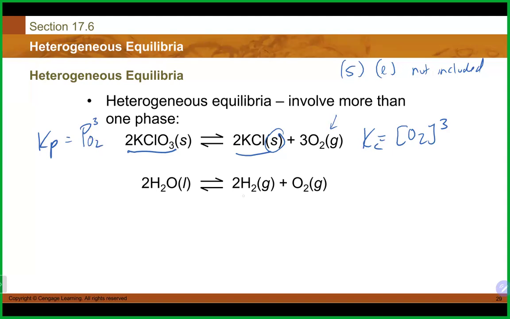Coming here to the bottom one, this is basically our decomposition of water. So we could write a Kc equal to our H2, again, we need to square it, and our O2 in this case, again, coefficient of 1, we do not need to write it. Another one that we could write is a Kp, and it would just be the partial pressure of hydrogen squared times the partial pressure of oxygen, and that would be a Kp type of value and expression.